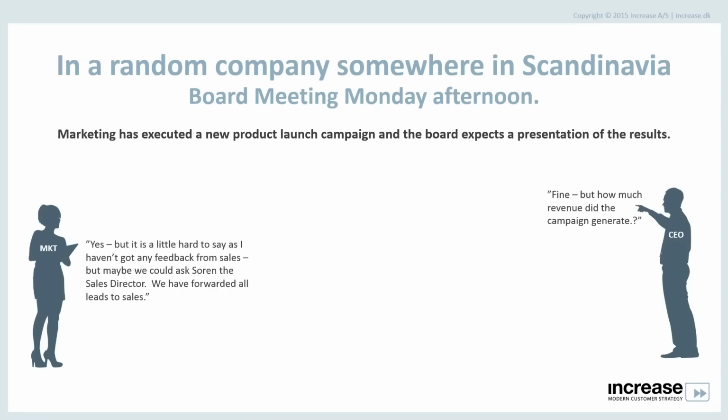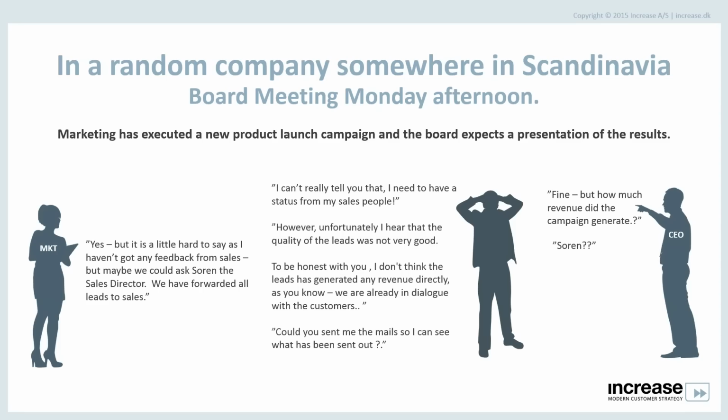We generated these 1,000 fantastic leads, and we sent them to sales as we agreed. So we could maybe ask Soren, who's also in this meeting, the sales director. We forwarded all leads to him, and the CEO, he's a nice guy, says, Soren, let's hear about the revenue you generated out of this campaign. And this is not to be tough on sales guys, and it's not on purpose that this sales director has a little bit of a lean back attitude, but he actually says, well, I can't really tell you how much revenue we've done. I have to get some feedback from my salespeople, and I don't have that right now.